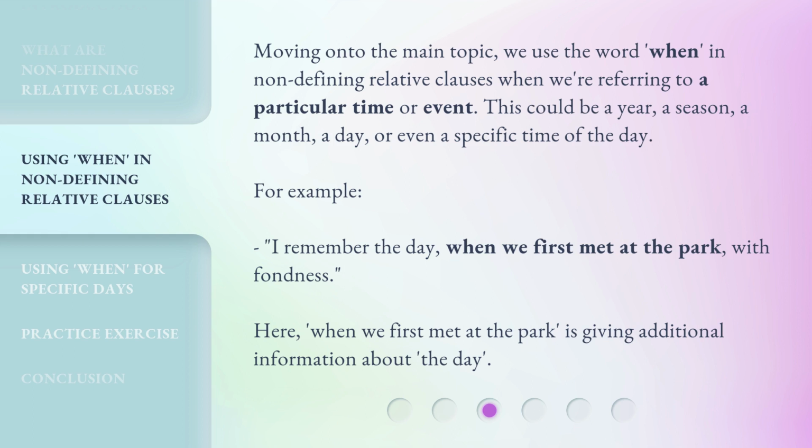Moving on to the main topic, we use the word when in non-defining relative clauses when we're referring to a particular time or event. This could be a year, a season, a month, a day, or even a specific time of the day. For example, I remember the day when we first met at the park with fondness. Here, when we first met at the park, is giving additional information about the day.